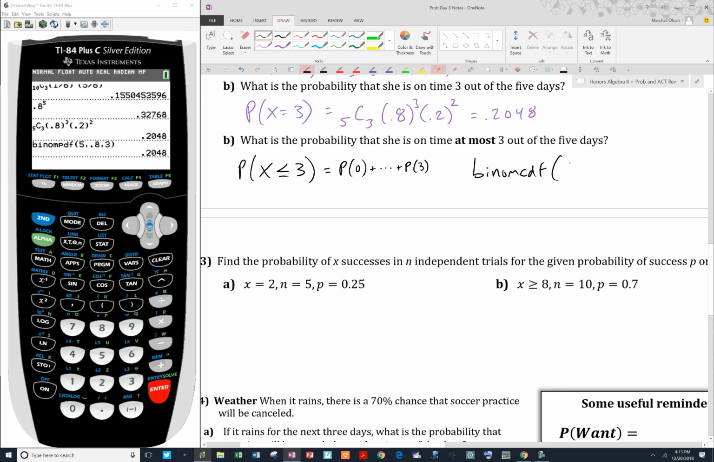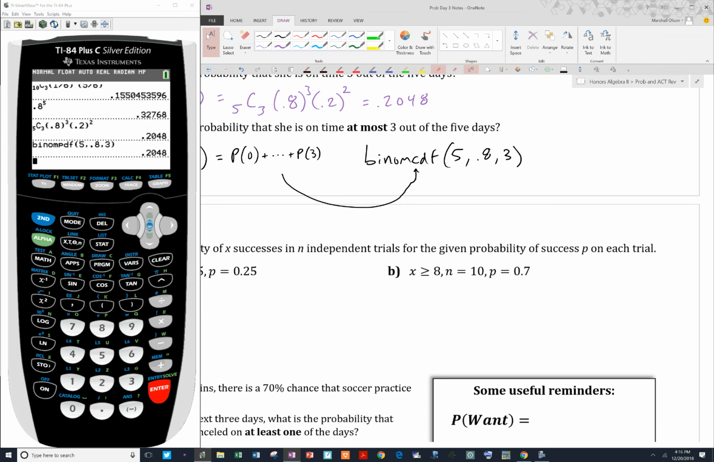Out of those 5 trials, if we use CDF here, it's going to do that if we put the C instead of the P there. So we're going to go 5 trials, probability of being on time is 0.8, and then the number of successes that we're looking to go up to is 3. By putting the C there and the 3 there, it's going to find probabilities of 0 through 3.